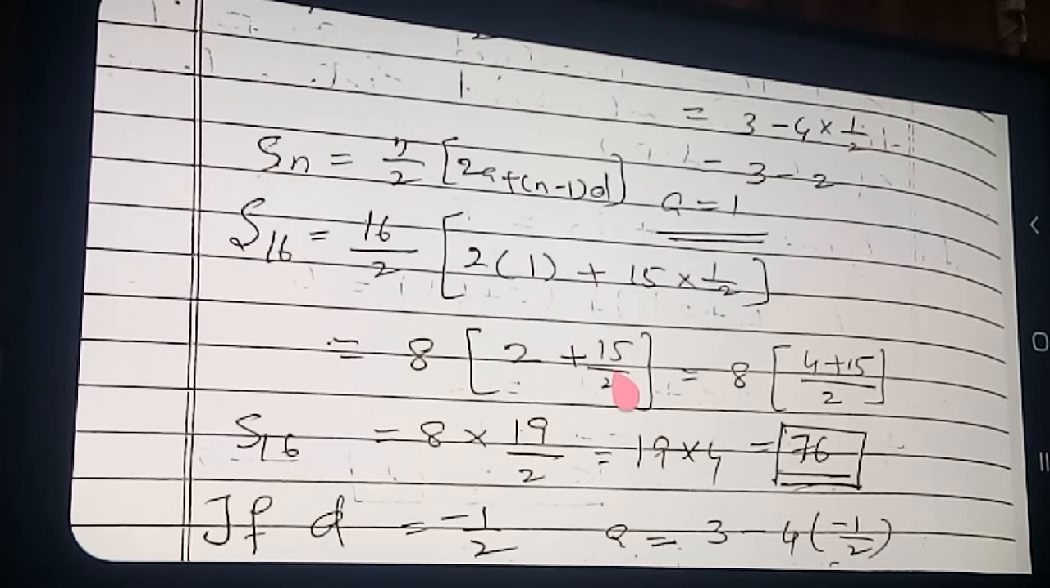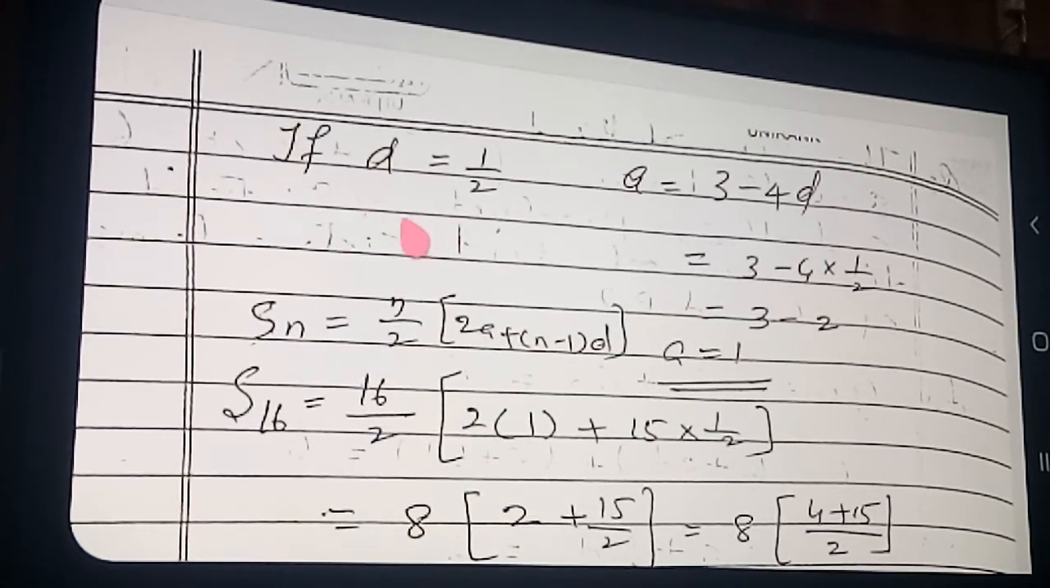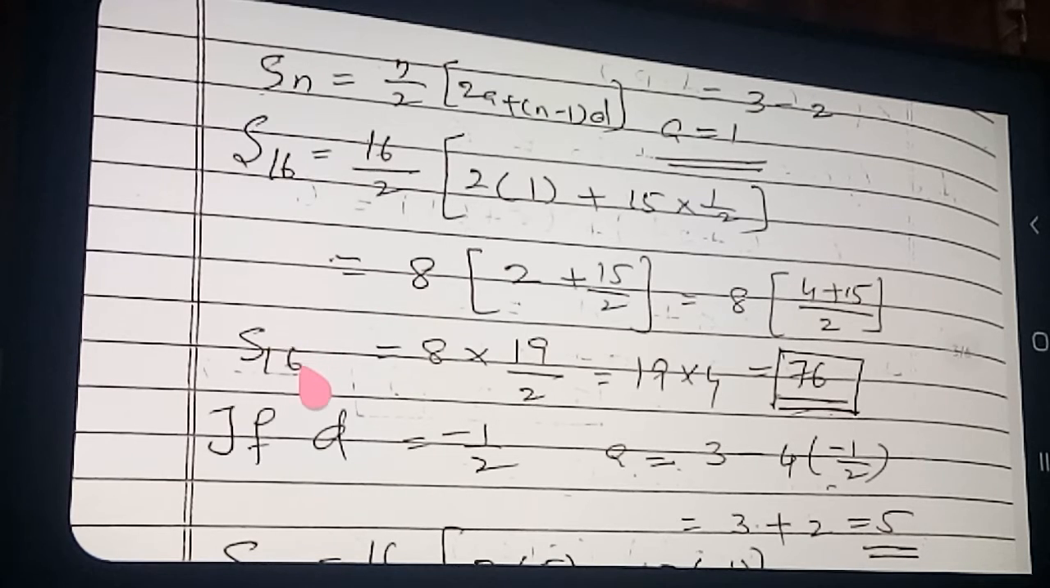Now you see here, 16 by 2 is equal to 8, into 2 plus 15 by 2, directly calculations. Here for the 2, LCM take 4, plus 15. So how much will come? 19 by 2. So this 2 and this 8 will cancel. 19 into 4, how much? 76. Therefore, if d is equal to 1 by 2, you got the sum of 16 terms. What is the sum of 16 terms? 76. And similarly, you find out the value of a when d is equal to minus 1 by 2.